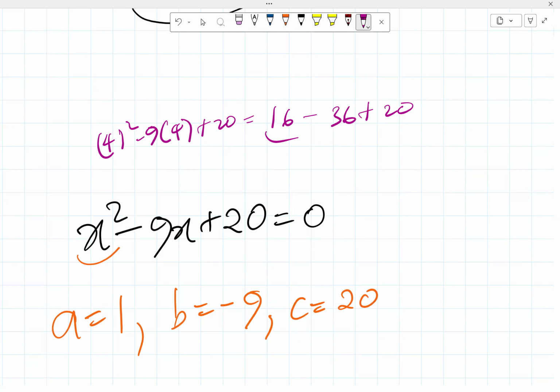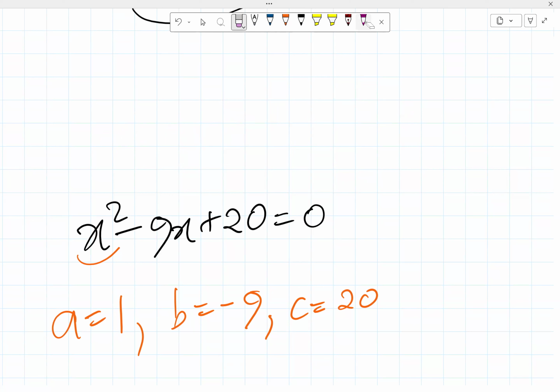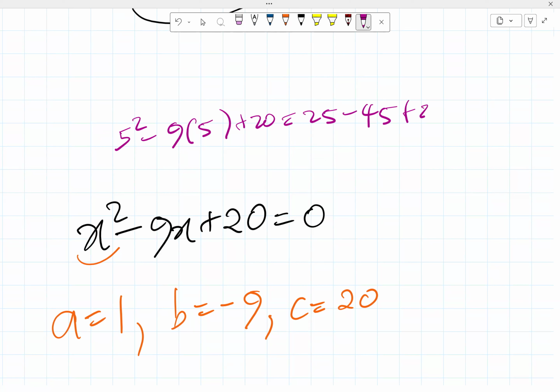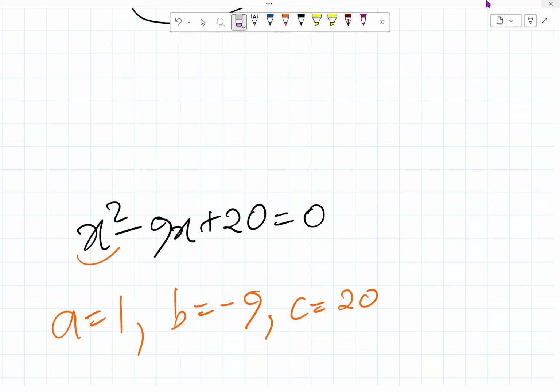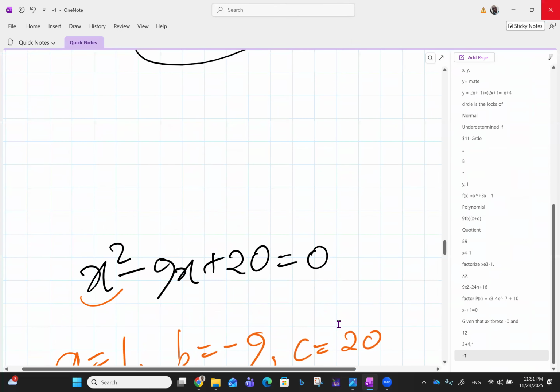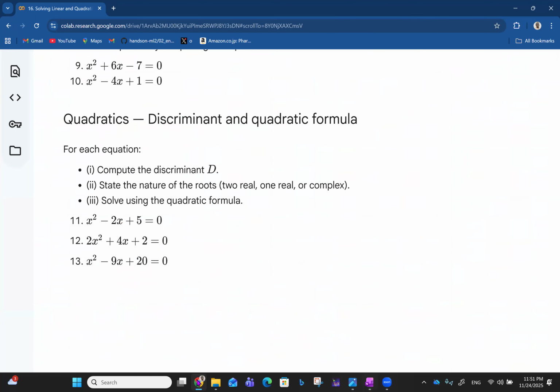What about checking for 5? To check for 5, just do the same thing. So you have 5 squared minus 9 times 5 plus 20. That's 25 minus 45 plus 20. So 25 plus 20 is 45, and 45 minus 45 is 0. So it means 4 and 5 are actually good answers. So on this note, we come to the end of this. I've taken one question from each possible area we've considered.